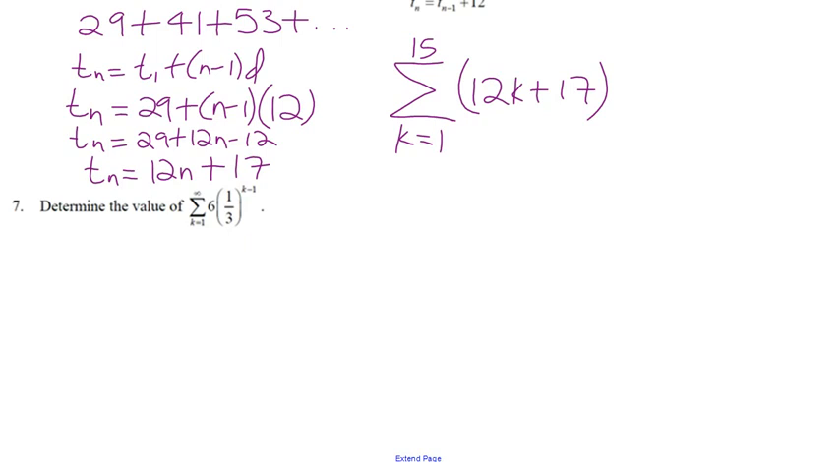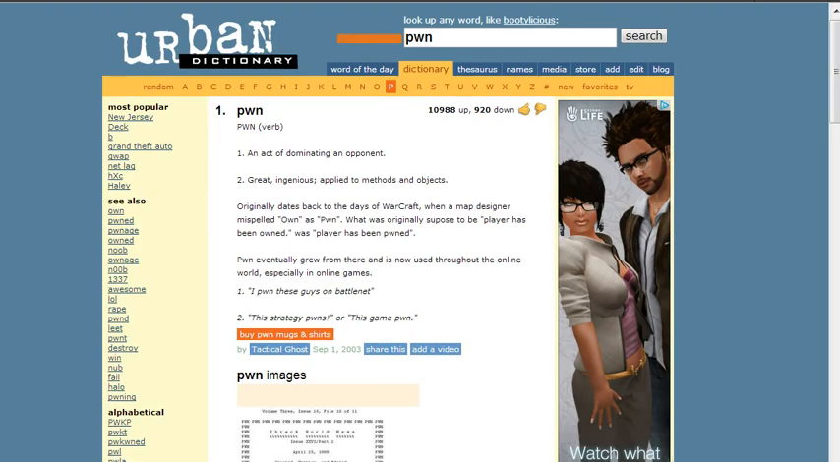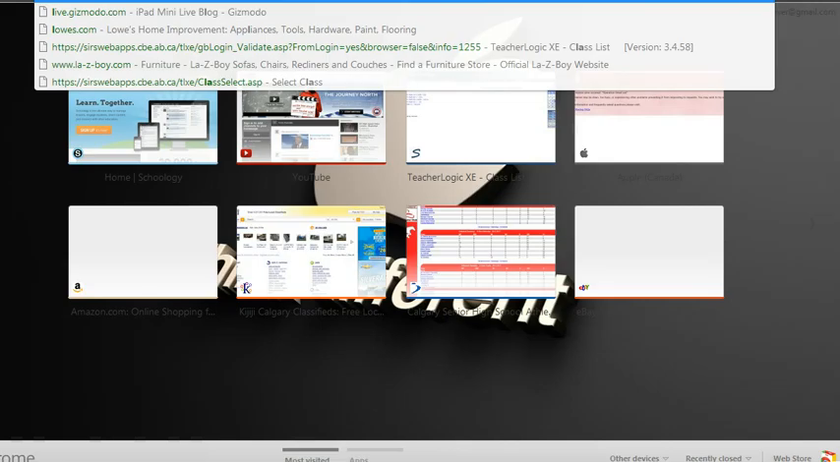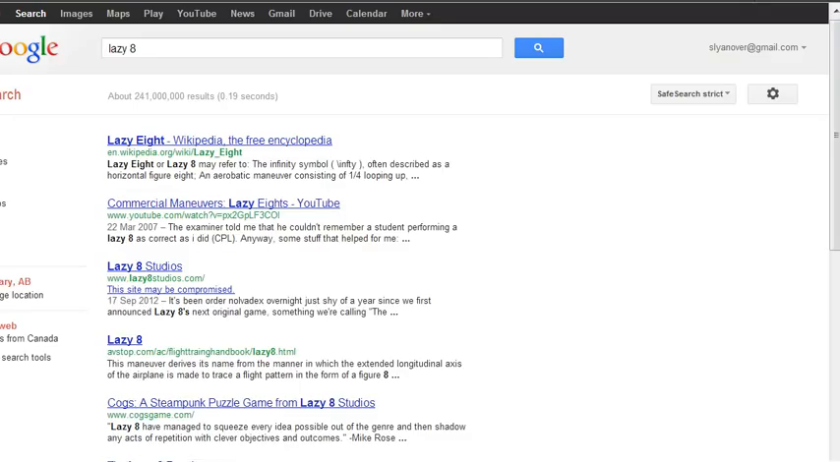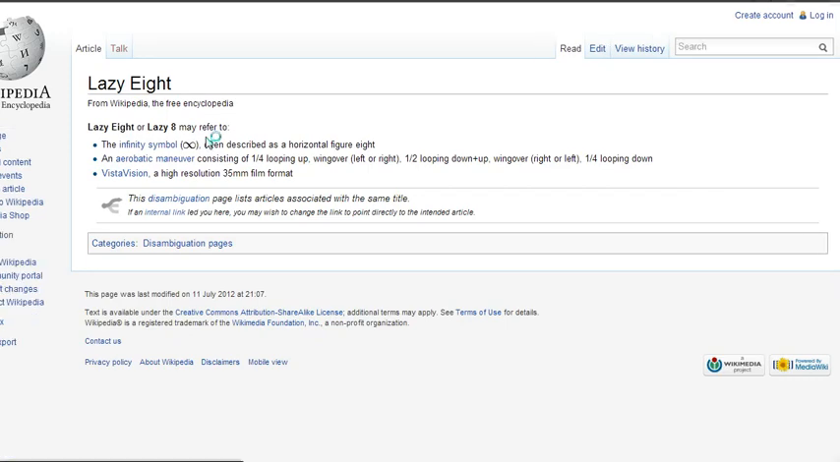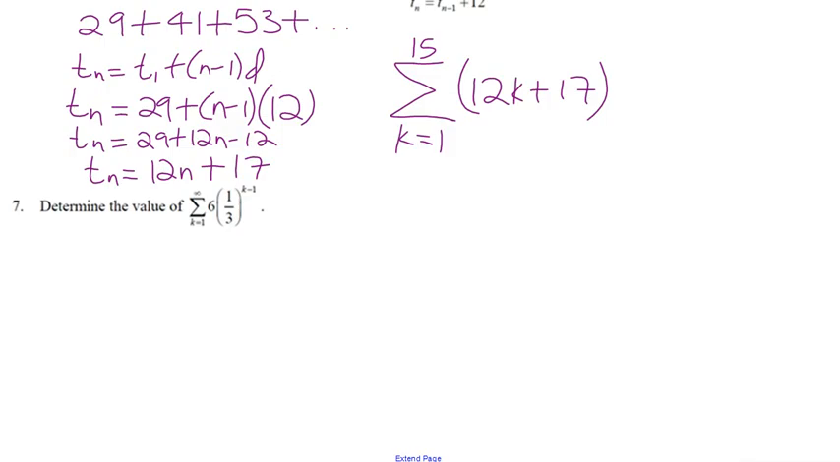I don't know. Let's pause and go look. Lazy eight. Lazy eight may refer to the infinity symbol. Often described as a horizontal figure eight, an aerobatic maneuver consisting of a quarter looping up, wing over left to right, half looping down, plus up, wing over right, left, quarter looping down. And in VistaVision, it's a high resolution 35 millimeter format. But I like the infinity symbol. Never thought of that till today, and actually it was triggered by your horizontal eight.